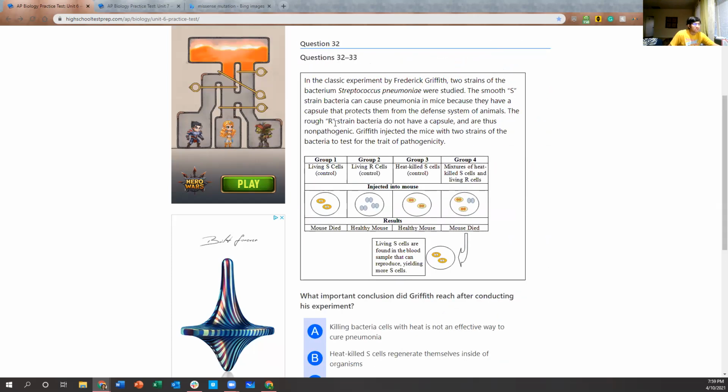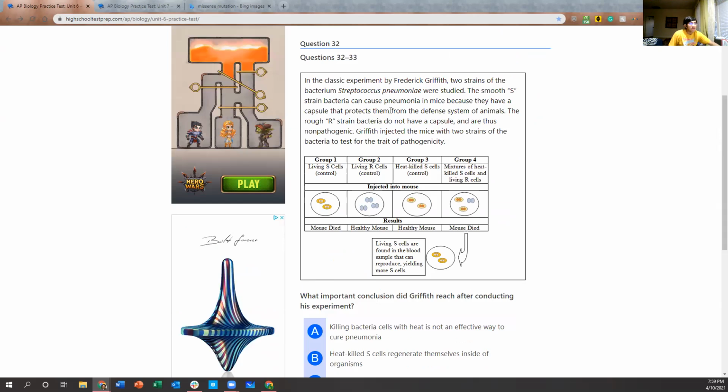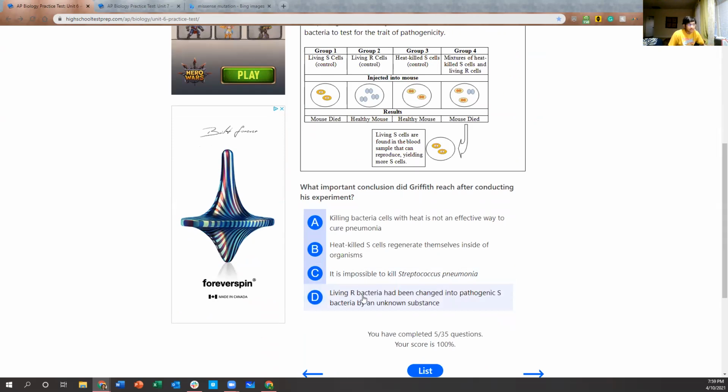Okay, this is a good question. We should know this just from understanding Griffith's experiment, but we'll also take a look at the information here. What important conclusion did Griffith reach after conducting his experiment? I think it's this one. Living R bacteria. The S is the smooth strain, R is the rough strain that doesn't have the capsule. The rough bacteria without the capsule had been changed into pathogenic S bacteria with the capsule by an unknown substance, and that's the transforming principle.